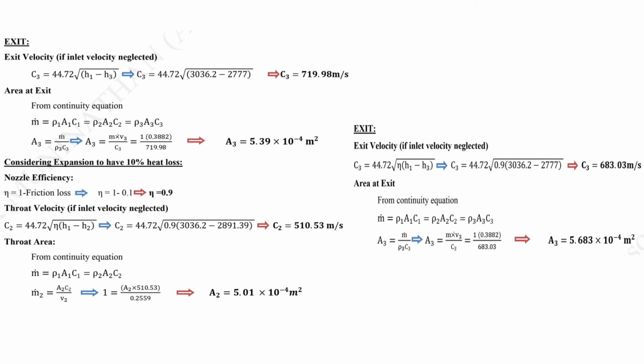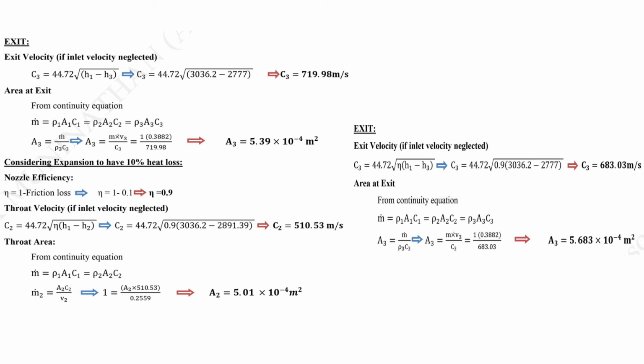C2 is equal to 44.72 square root of (eta multiplied with (H1 minus H2)), and the throat area from the continuity equation, M is equal to rho 1 A1 C1 is equal to rho 2 A2 C2. And also the exit velocity, if inlet velocity is neglected, C3 is equal to 44.72 square root of (eta multiplied with (H1 minus H3)).